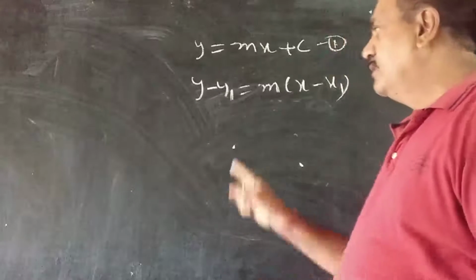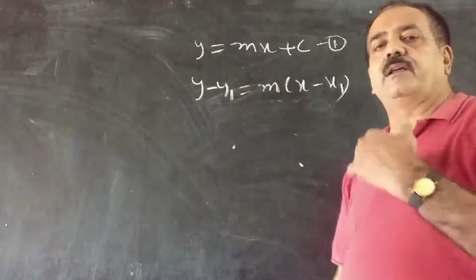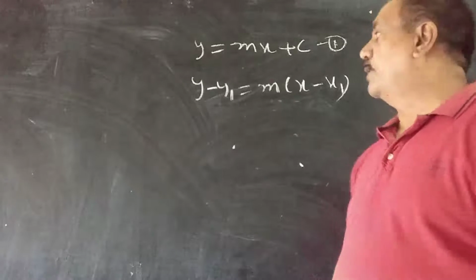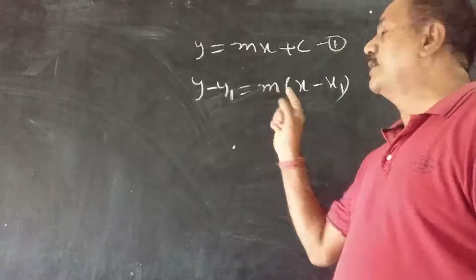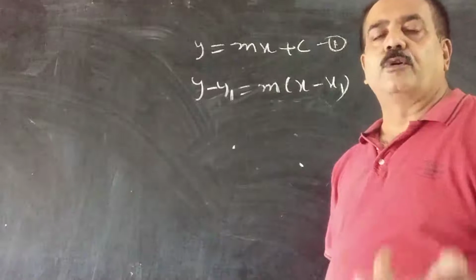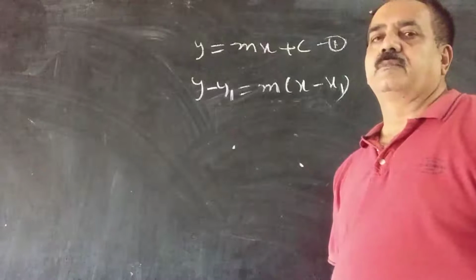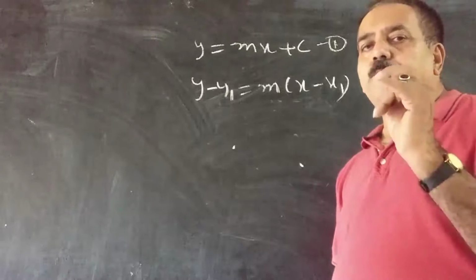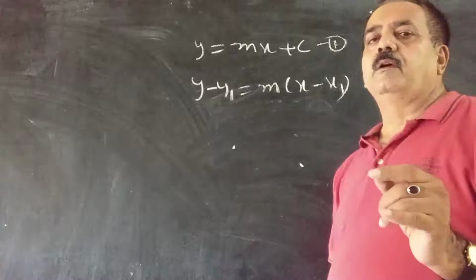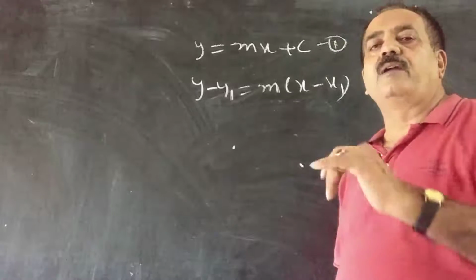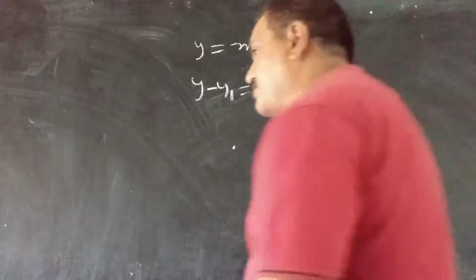Right? Once again, x and y will be there in each and every equation of a straight line, two variables. Then what is this x1 and y1 and what is m? M is the slope, x1 and y1 is a point. So when one point and slope are given, we can use this second form of the equation of line to find the equation of a given straight line.